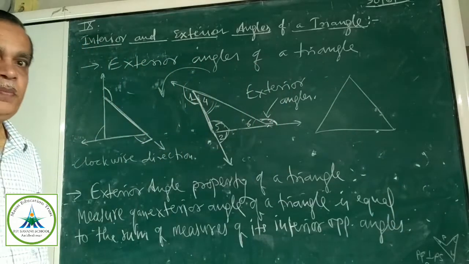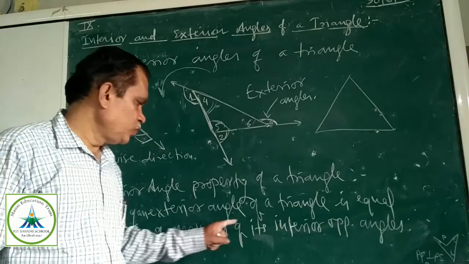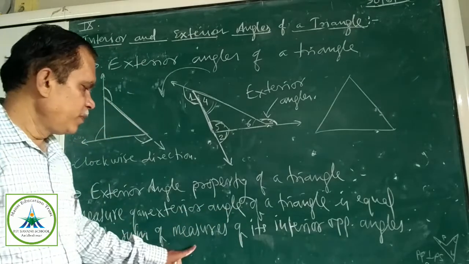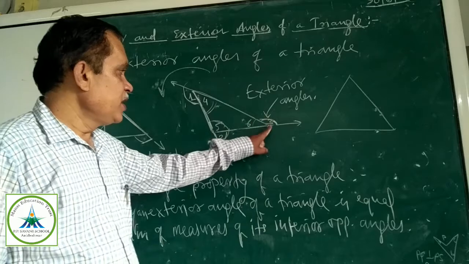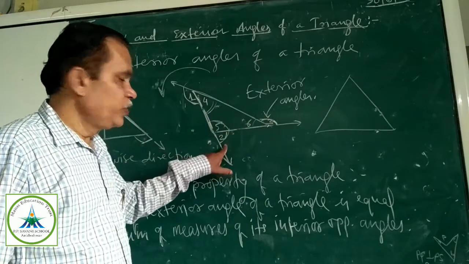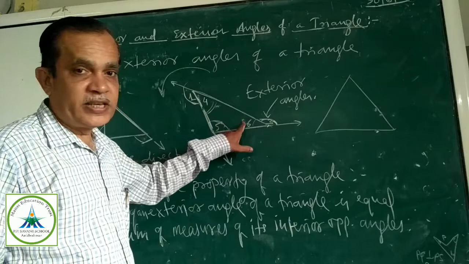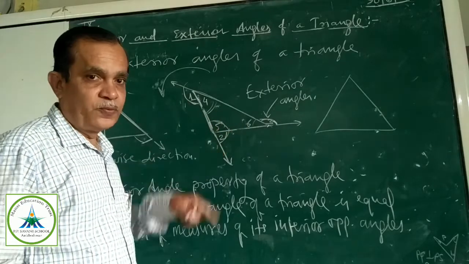Remember it. The measure of an exterior angle of a triangle is equal to the sum of the measures of its interior opposite angles. It's angle 3 equal to angle 4 plus angle 5. Angle 2 equal to angle 4 plus angle 6. Angle 1 equal to angle 6 plus angle 5.